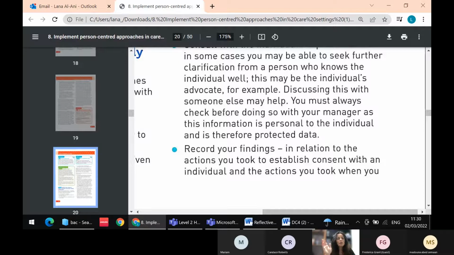and then also find out if the action was being taken. Write it down to establish the consent. Why? Because it looks good for you. It looks like you're competent enough in your work.